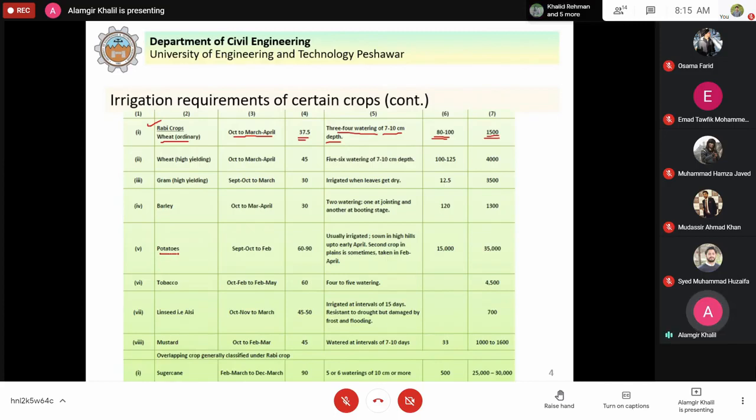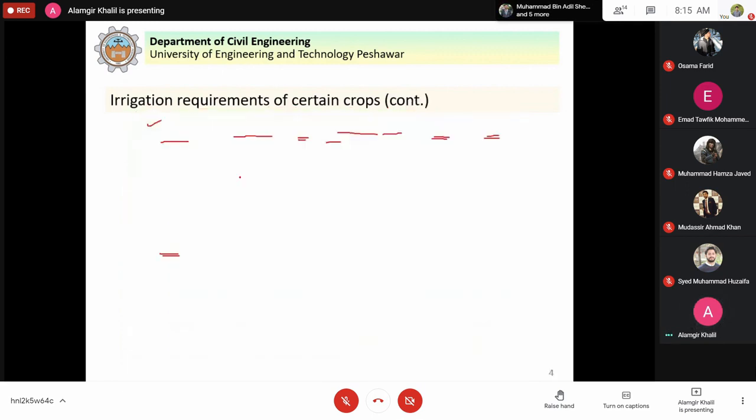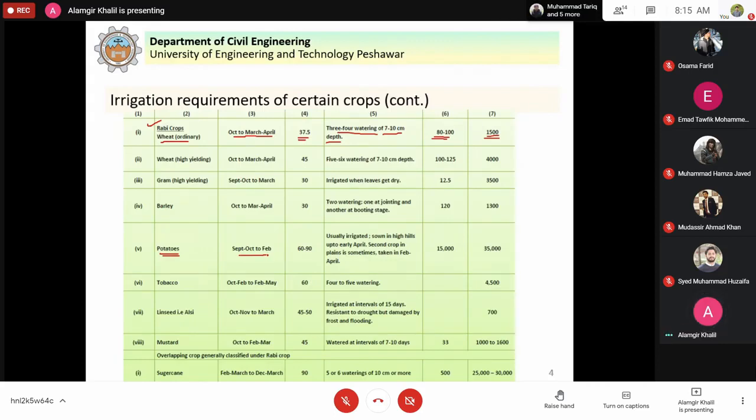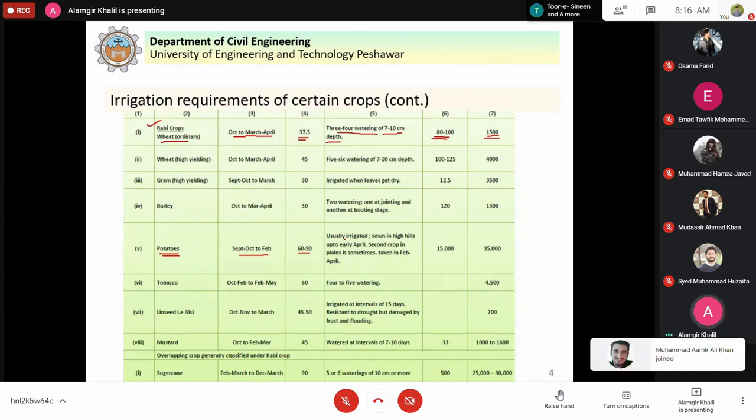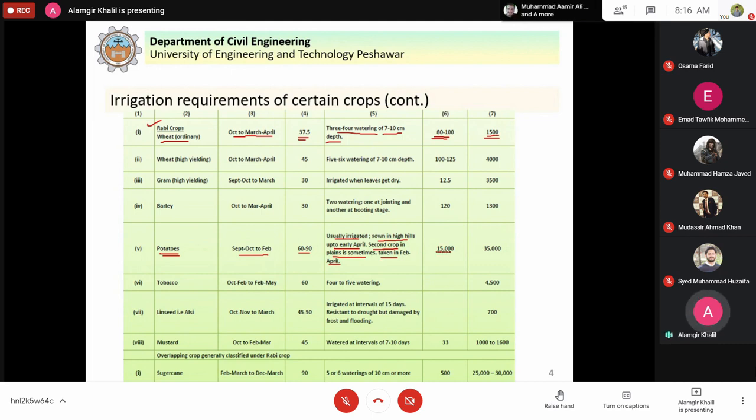For example, we consider potatoes. The period of growth is September, October to February. The average water depth required is 60 to 90 centimeters. Usually irrigated, sown in high hills up to early April. A second crop in plains is sometimes taken in February, April. The seed required is 15,000 kg per hectare, and the crop yield is 35,000 kg per hectare.